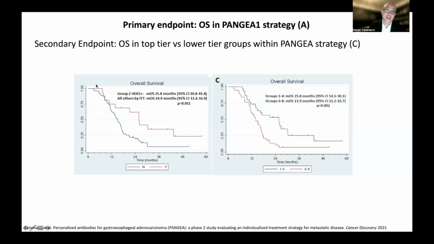And indeed, you can see here that the median overall survival was almost 26 months in this group, pretty much double what would be expected with standard chemotherapy plus trastuzumab in first line, as it's conducted routinely. And again, you can see that the non-HER2 group of patients treated per the Pangea strategy still did relatively well, with a median survival of almost 15 months compared to, again, around 11 to 12 months as would be expected with just routine standard care.